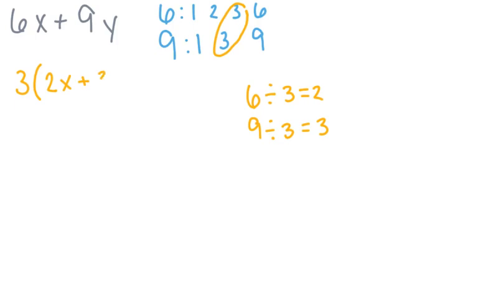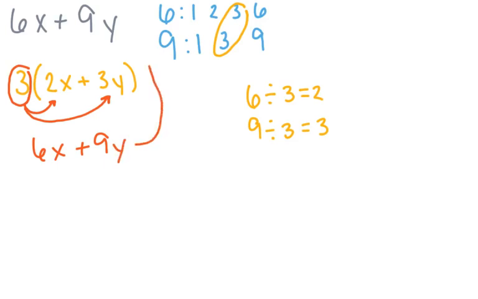plus 3y. And this works because if you use the distributive property, that means that you're going to go back and take our GCF right here and multiply it by each of these numbers. And if we do that, we're going to get 3 times 2x, which is 6x, plus 3 times 3y, which is 9y, and that's what we started with.